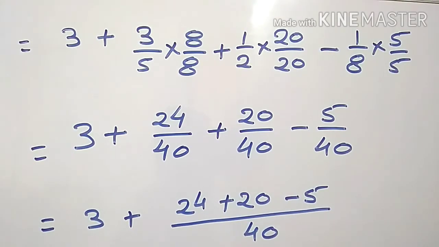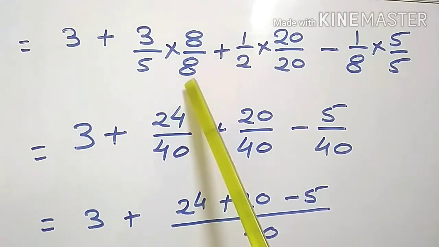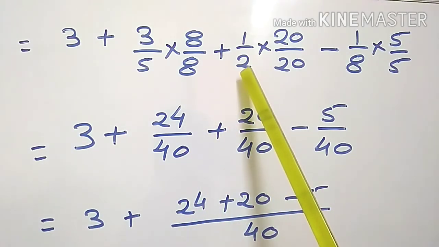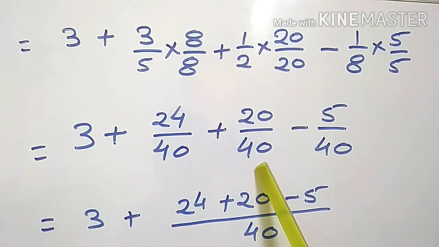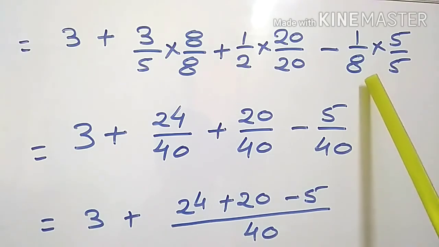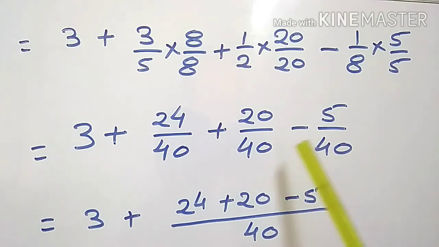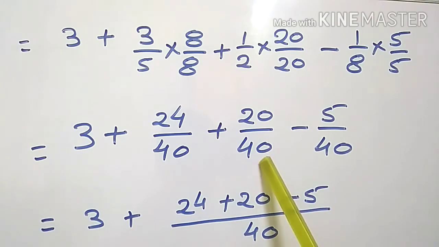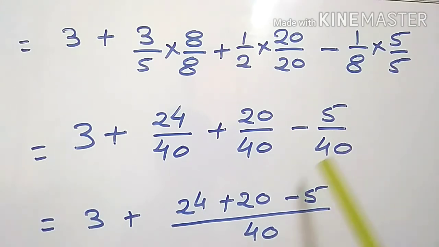Now multiply the numerator and denominator of first fraction 3 by 5 by 8 so that it gives denominator 40 equal to the LCM. Multiply the numerator and denominator of second fraction by 20 so that it gives denominator 40, and multiply numerator and denominator of fraction 1 by 8 by 5 so that it gives denominator 40. 24 by 40 is equivalent fraction of 3 by 5. 20 by 40 is equivalent fraction of 1 by 2 and 5 by 40 is equivalent fraction of 1 by 8.